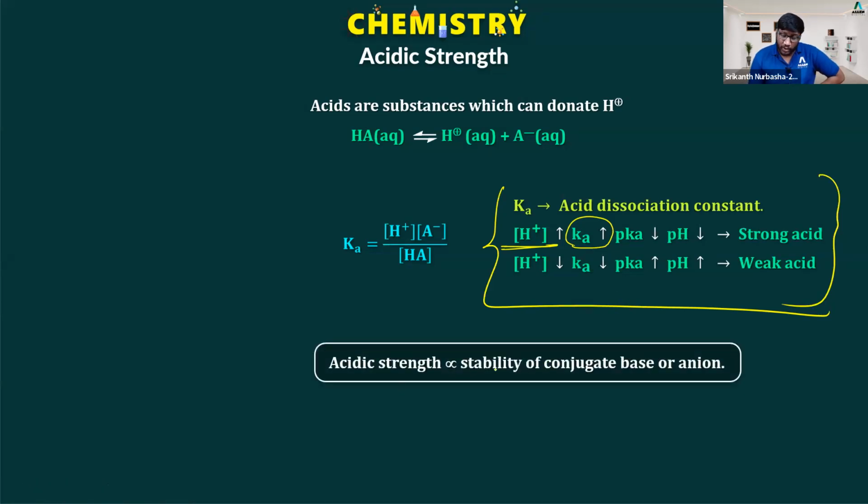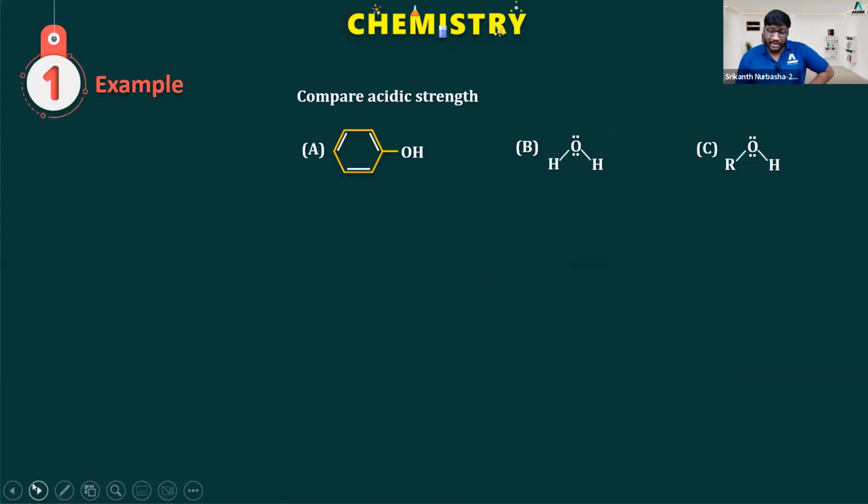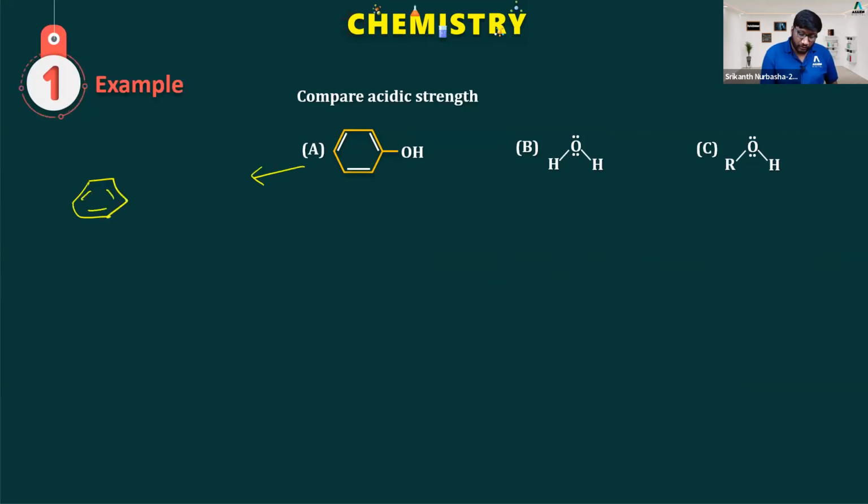Acidic strength is directly proportional to stability of the conjugate base or the anion. So based on this logic, we are going to compare now. Compare the acidic strength here. This is a very interesting example. So you'll be generating what? In the first example, you will be generating phenoxide ion. Second, water, you will generate H plus and OH minus ion. Third, you will get RO minus ion.